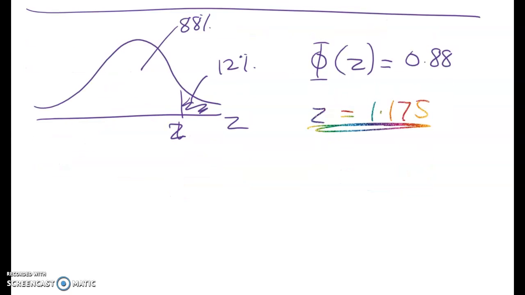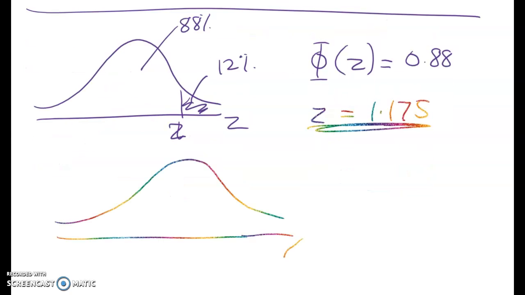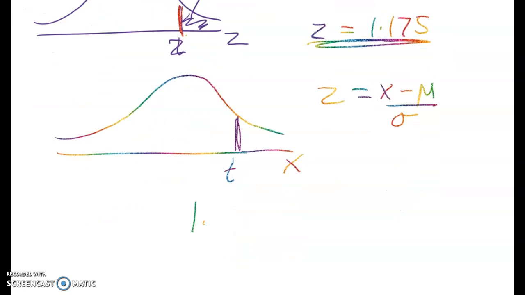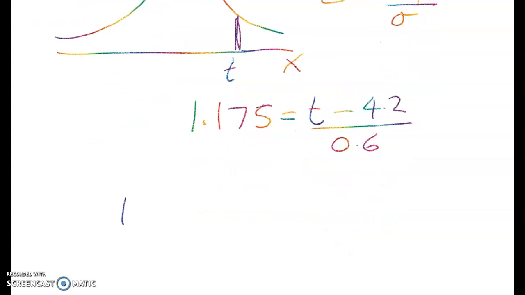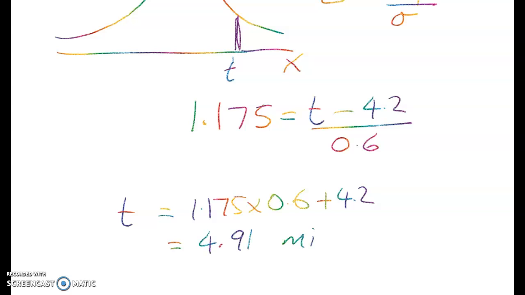But now what I want to do is to work that back to my x distribution. So I'm taking this number here and transferring it over here, and that's going to be t. So z is equal to x minus mu over sigma. We substitute in what we've got: 1.175 is equal to t, the value we don't know, minus 4.2 over 0.6. So t works out to be 1.175 times 0.6 plus 4.2, which gives us 4.91 minutes.